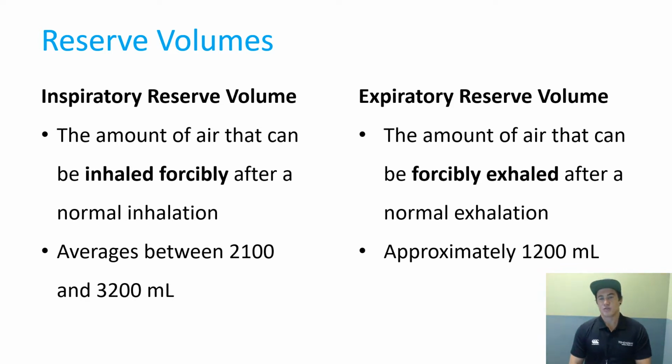And expiratory reserve volume is the amount of air at the end of a normal exhalation. So if I breathe out normally, it's how much I can breathe out forcefully. That's approximately 1,200 mils or 1.2 litres. So recap, inspiratory reserve volume is the amount of air I can breathe in forcibly at the top of a normal inhalation, so normal tidal inhalation, and then expiratory reserve volume is what's left at the end of a normal exhalation, or breathing out.